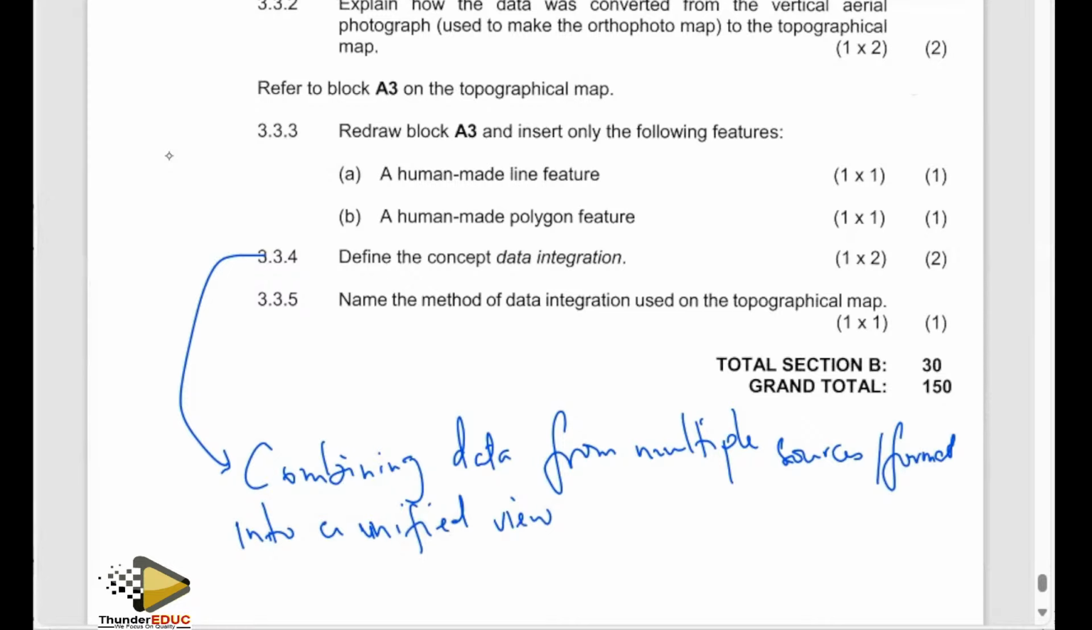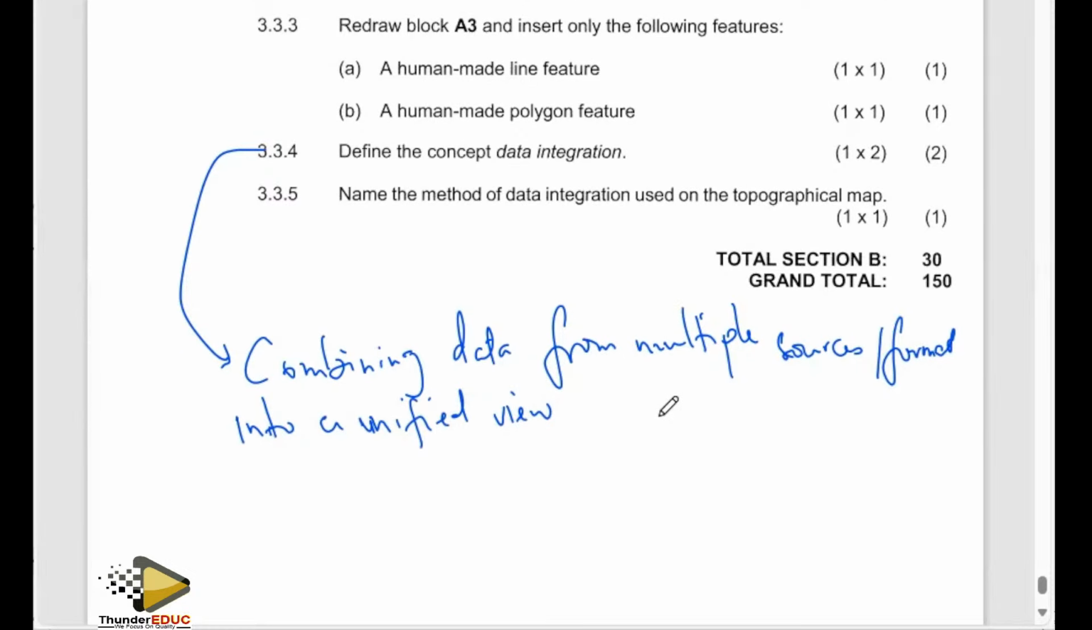That could be my simple definition. Combining data from multiple sources or formats into a unified view. We're bringing different forms of data to combine it into one view. That is data integration. We're bringing different sets of data together so that we have a unified view. We want the data to be viewed as one unit. So we bring the different sets of data and reference it geographically, and we see the relationship in one unified view. That is data integration.